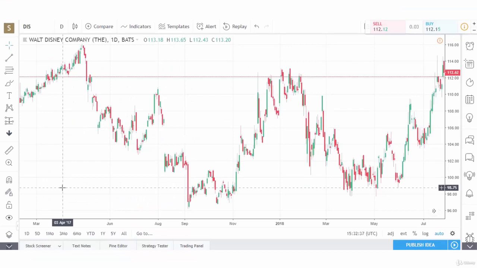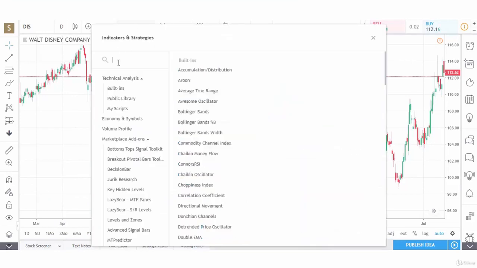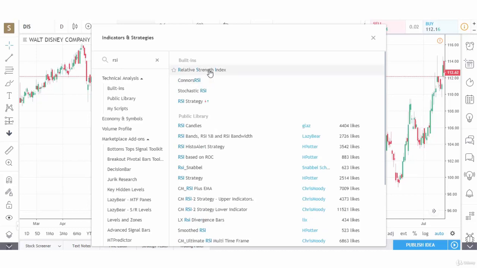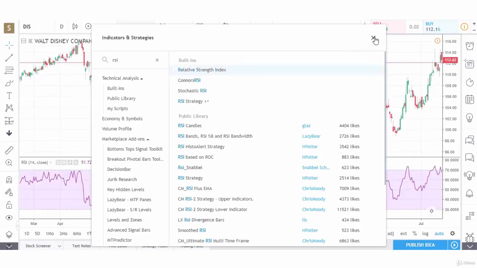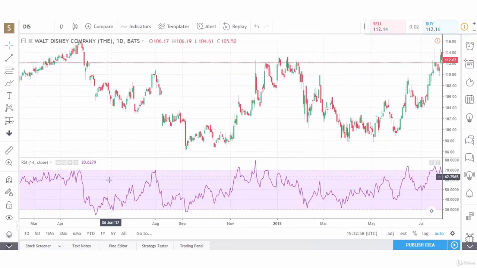Let's take a look at the stock of Walt Disney on a daily chart using the RSI. So go up to Indicators, type in RSI, and we see the Relative Strength Index comes up. Close this box. We see the Relative Strength Index is located on the bottom of our screen. These are the levels we talked about, 70 to the upside and 30 to the downside.